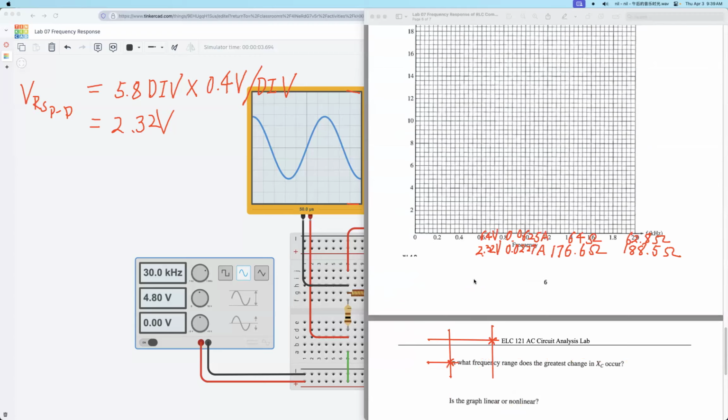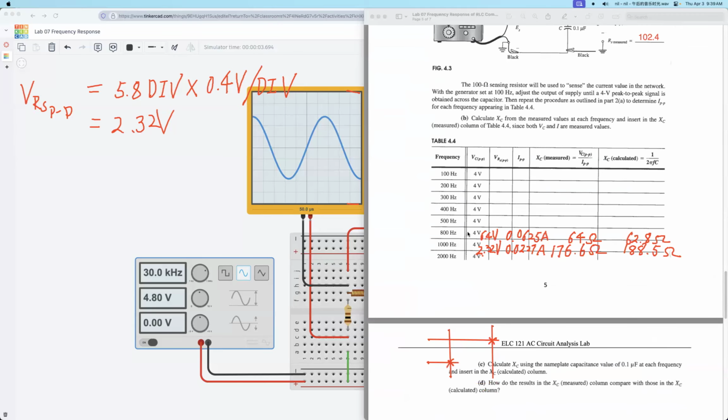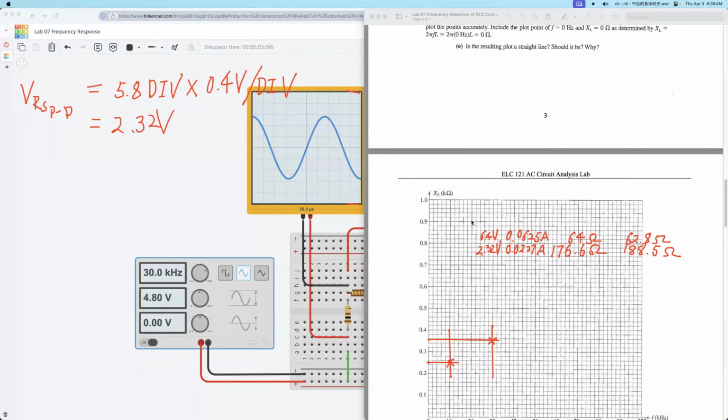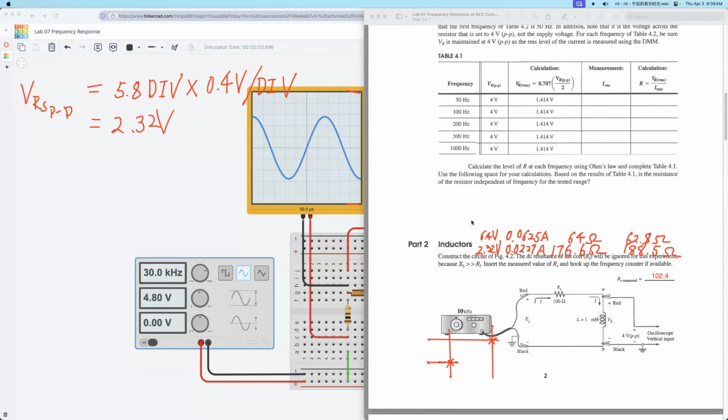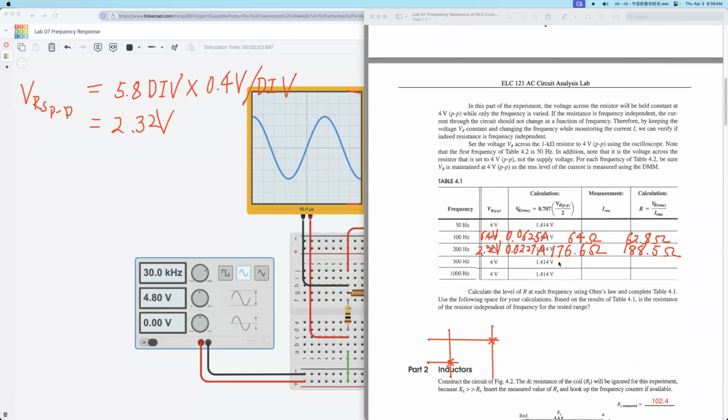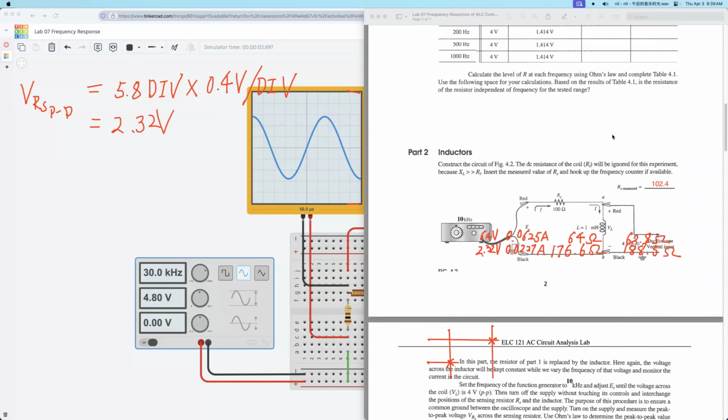Okay, so again, for this lab, just do part 2 and part 3. Yeah, we don't do part 1 because we don't have the AC ammeter in Tinkercad. Okay, so just do part 2 and part 3. Okay, so you can start now.